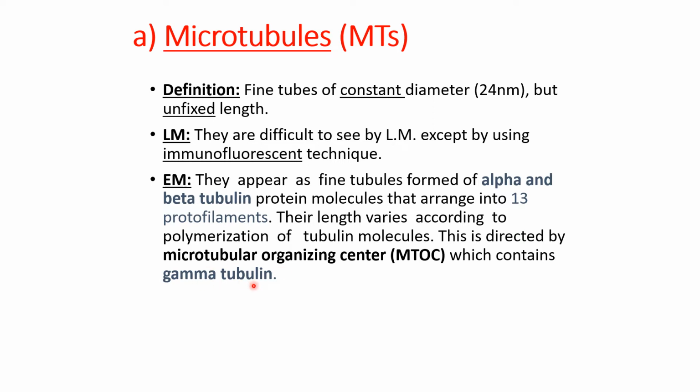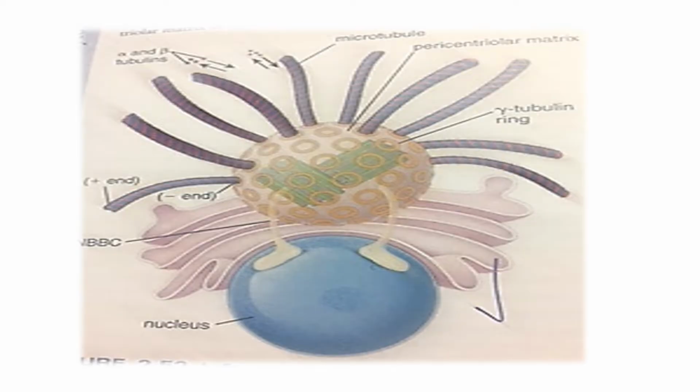So, dear students, what do you know about the tubulin? We have three types: alpha, beta, and gamma. The alpha and beta join together, forming protofilament. 13 protofilament will form the microtubule. What can control the polymerization? The presence of gamma tubulin in the microtubular organizing center.